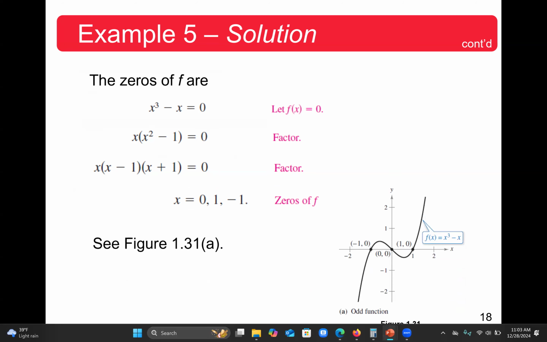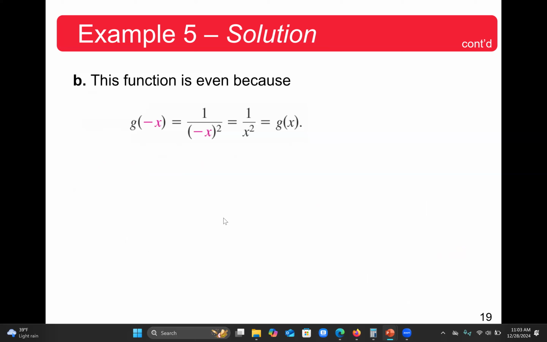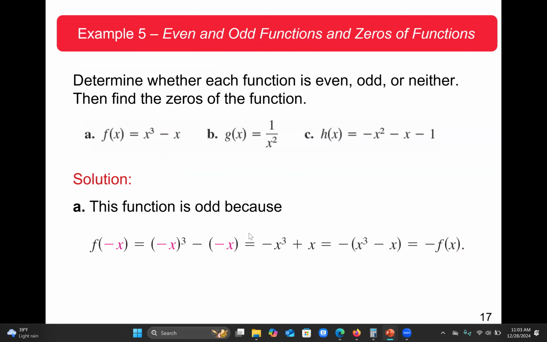So this is how the graph looks. Because we have 0, 1, negative 1, you can see we plot our 3 points on the x-axis, because y is 0. And then we come with the graph. Now let's look at the b. For the b, we just substitute into the function. Let's look at the function already. The function g at x is just 1 over x squared.